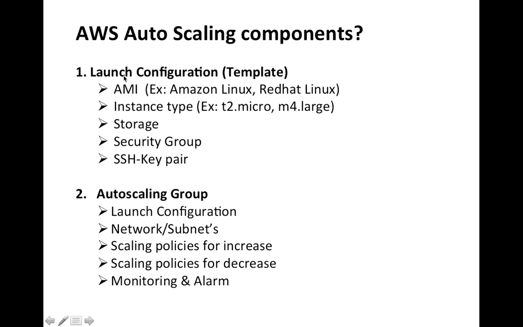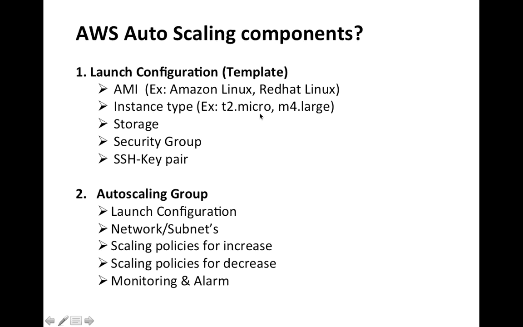Okay, let's see what are all the components we need when configuring auto scaling. Step 1, you need to configure a launch configuration, which is nothing but a template. In this template, we need to say what kind of AMI I want to use. It could be a marketplace AMI, or it could be your own AMI. In my demo scenario, I'm going to use my own AMI.